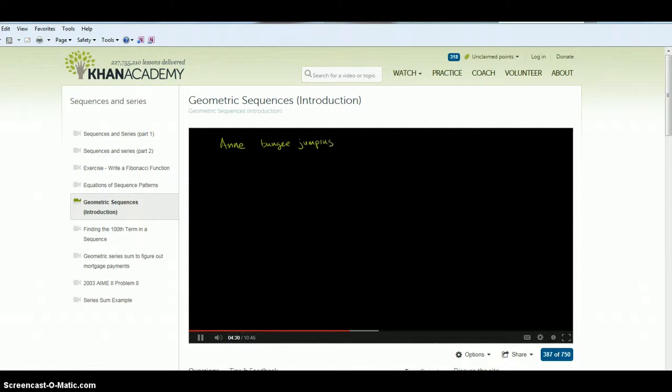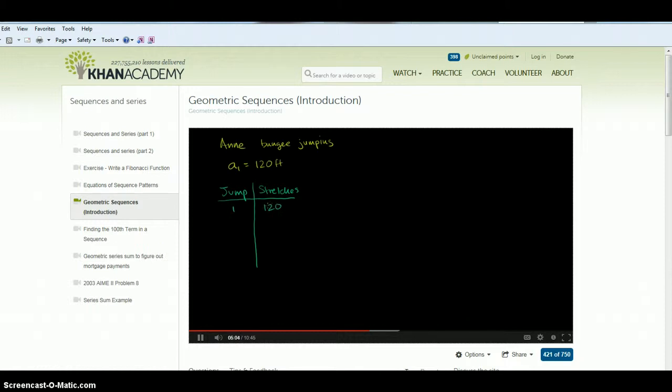Anne is bungee jumping. On the initial jump, the cord stretches by 120 feet. So on the initial jump, our first jump, the cord stretches by 120 feet. Let's write it this way: jump, and then how much the cord stretches. On jump 1, the cord stretches 120 feet.